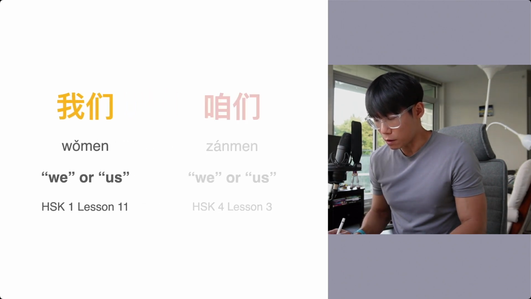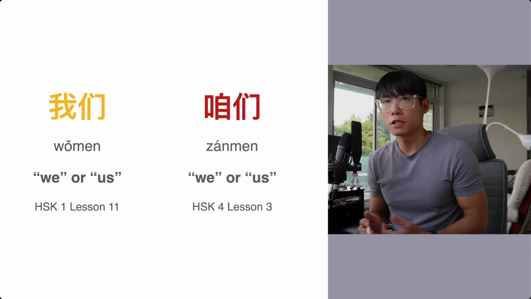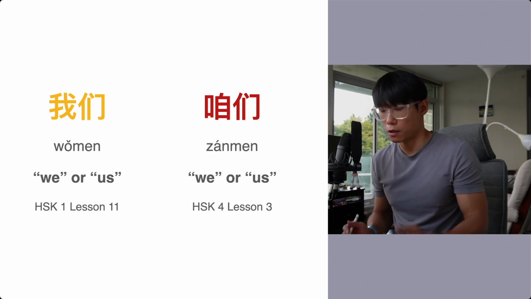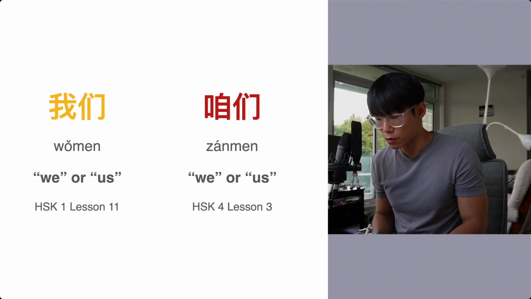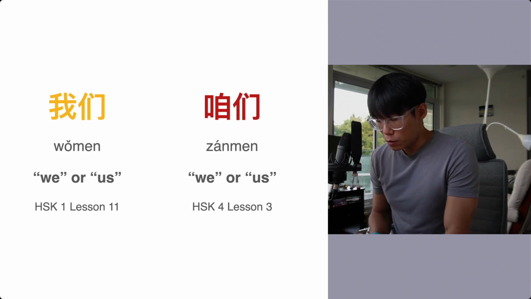Depending on your Chinese level, if you've already progressed kind of far, you might have seen this word 咱们. 咱们 will be introduced in HSK4 lesson 3, whereas 我们 is already introduced in HSK1 lesson 11. We're going to do a quick comparison. 我们和咱们, what's the difference, right?